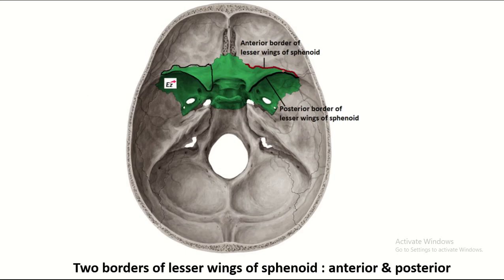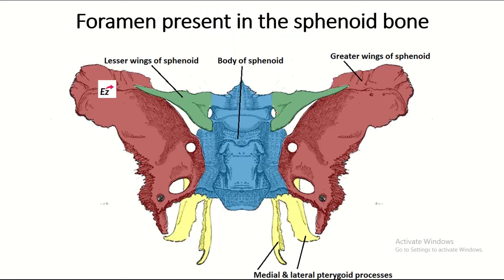The anterior border of the lesser wing articulates with the orbital plate of the frontal bone, and the posterior border of the lesser wings forms the boundary of the superior orbital fissure. The foramina present within the sphenoid bone: this is the optic canal. This is the superior orbital fissure.